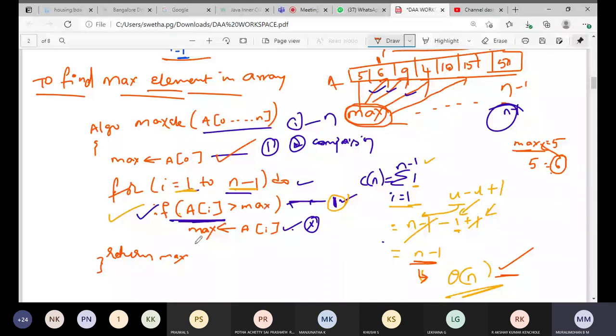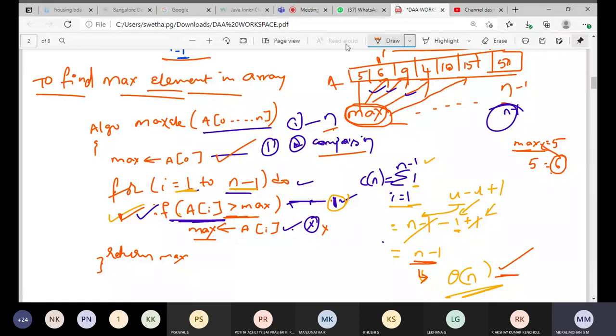Here you can see that for each iteration I, this if comparison takes place, but the assignment is not executed for each iteration. Only if A of I is greater than max will this statement be executed. Hence we identify the comparison as the basic operation. So here the input size is n, and the basic operation is comparison. Next we will find how many times the basic operation is executed.